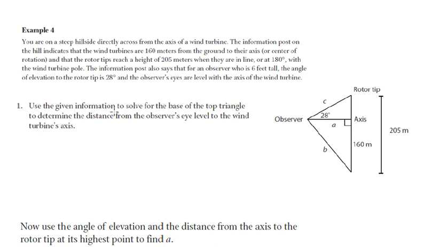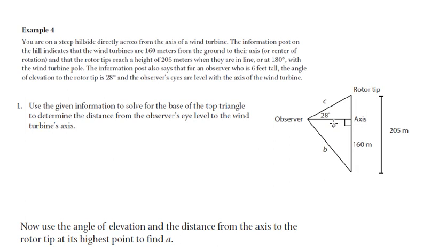So it says, use the information to solve for the base of the top triangle to determine the distance from the observer's eye level to the wind turbine axis. So it's basically asking us here, it wants from the eye level to the base of the turbine axis. So it's asking us to find A here.